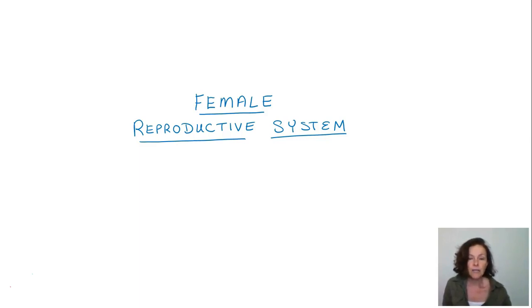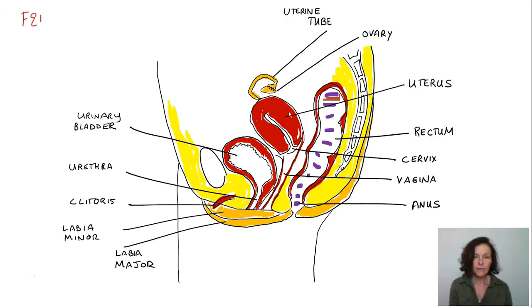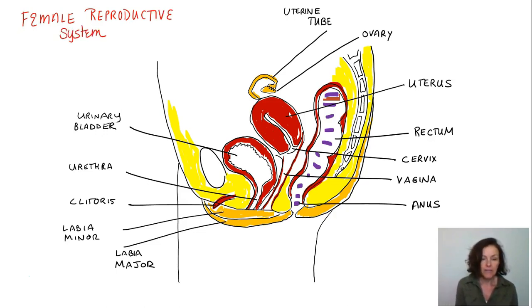But we're going to focus here on the female reproductive system, and then in another lecture we'll talk about the male reproductive system. So this is a lateral or side view of the female, looking at the female reproductive system as if one leg had been removed from the female. And so let's just go through the parts and focus on what they do.